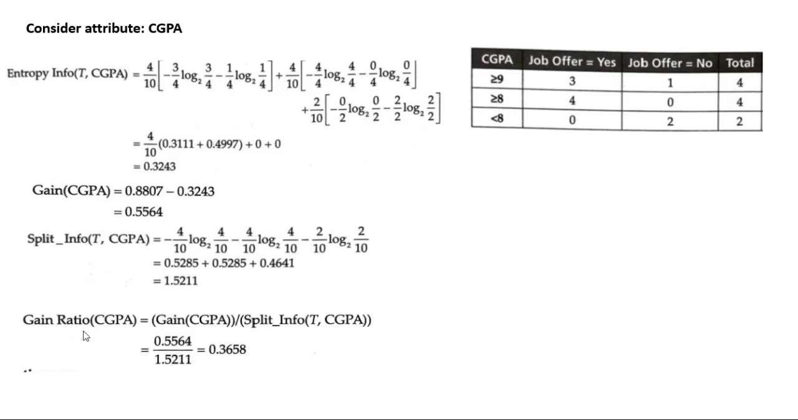Now what is a gain ratio? As the word itself says, it's a ratio. So it's the ratio of this second quantity divided by this. Divide the second quantity with the third quantity. So gain of CGPA divided by split underscore info. So 0.5564 divided by 1.5211, you get the gain ratio as 0.3658. Now you have to repeat this entire step for all the other different attributes. Okay, similarly you have to do.